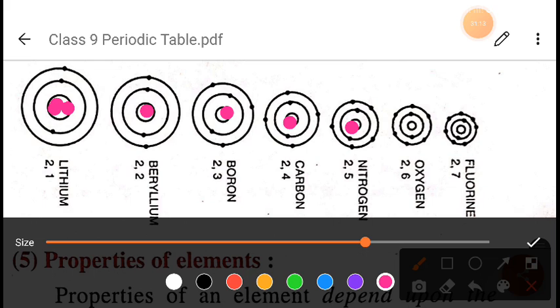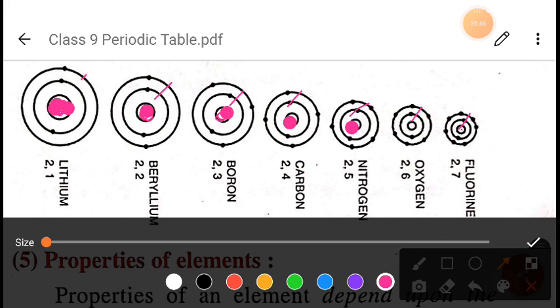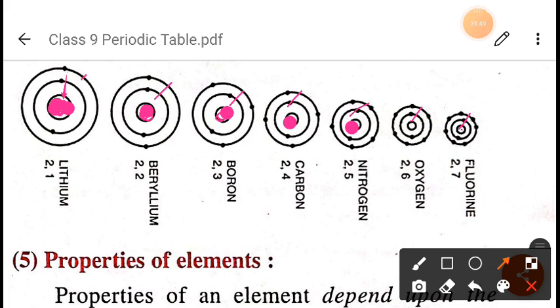So here you will see that this is also nucleus and this is nucleus. So the number of shells remains the same, right? You can see 2, 2, 2, 2, 2 and 2, right? The number of shells is the same, right? But you see that the nuclear charge, the number of protons, is increasing, and the number of electrons is also increasing. So since the number of protons is increasing, what will happen? The nucleus will attract the outermost shell towards itself, right?